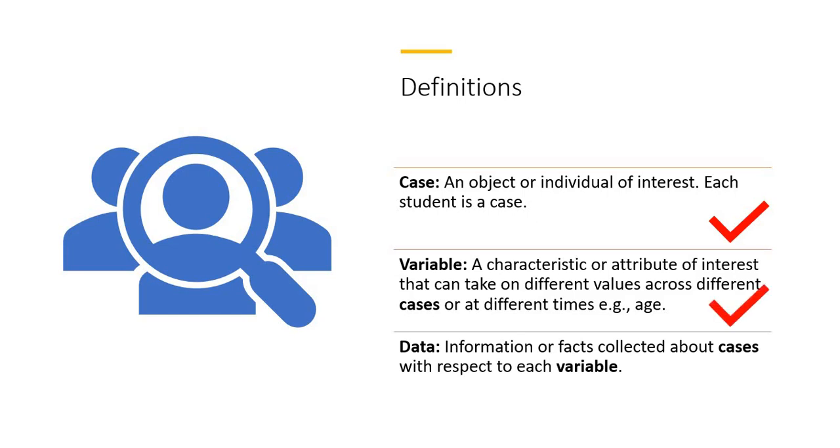And then data: information or facts collected about cases with respect to each variable are called data. Data is actually plural, the singular of which is datum, but now data is also used as singular. Okay. So these are the cases, variables, and data.